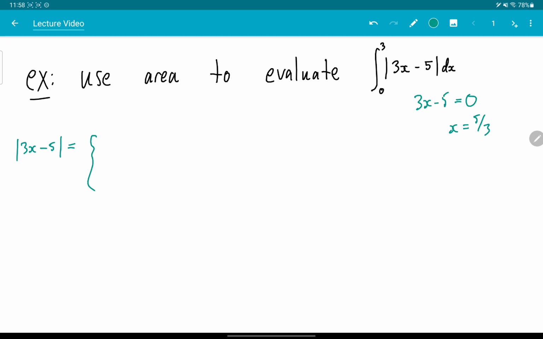Now if x is, say, bigger than 5/3, then this quantity here is positive, so the absolute value will do nothing in that case. Now when x is less than 5/3, then the absolute value is receiving a negative number. So what it's going to do is it's going to make that negative number positive by putting a negative in front. And we can simplify this guy and get minus 3x plus 5.